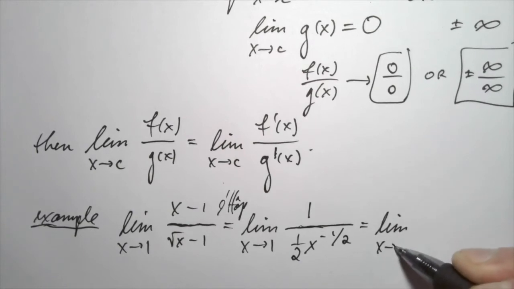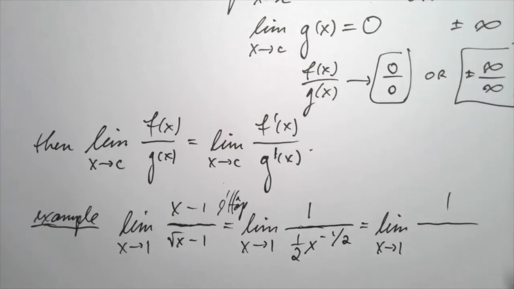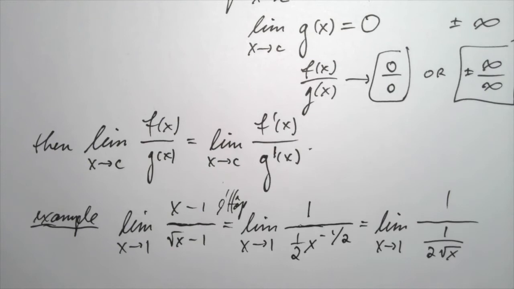And now what is that? I claim that we can actually just evaluate this limit. That's because we can rewrite this term as 1 over 2 times the square root of x, right? X to the minus 1/2 means it's in the denominator of this subfraction, and the 1/2 means it's the square root.